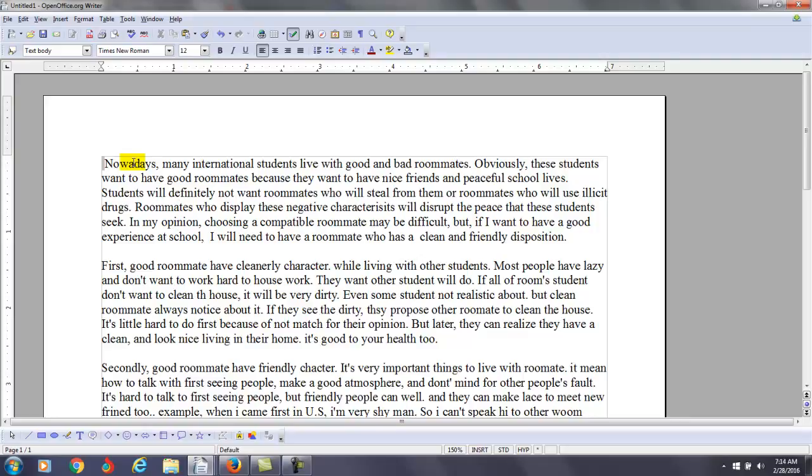In my opinion, choosing a compatible roommate may be difficult, but if I want to have a good experience at school, I will need to have a roommate who has a clean and friendly disposition. Now, disposition, don't use your dictionary. Disposition is a synonym for character. If you know what character is, you know what disposition is. I wanted to restate that.